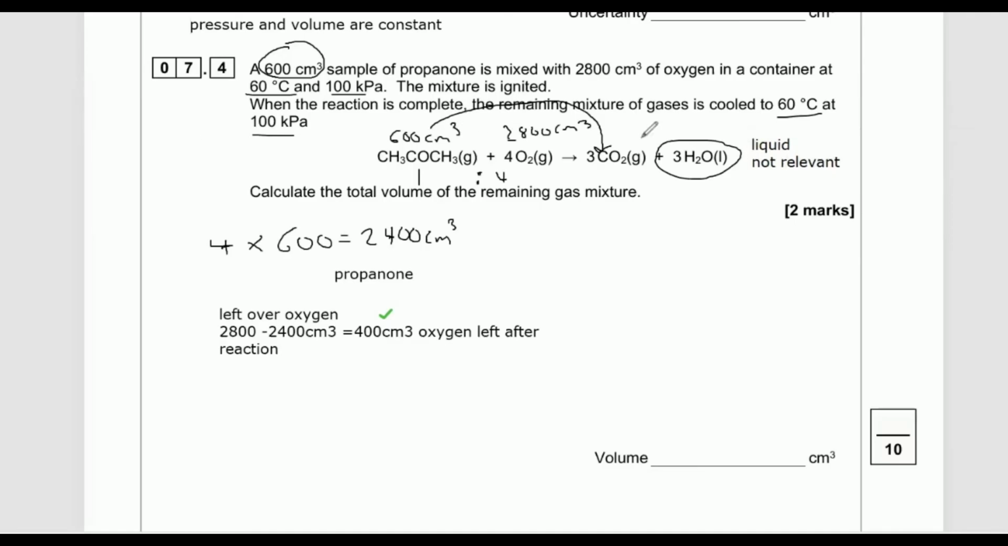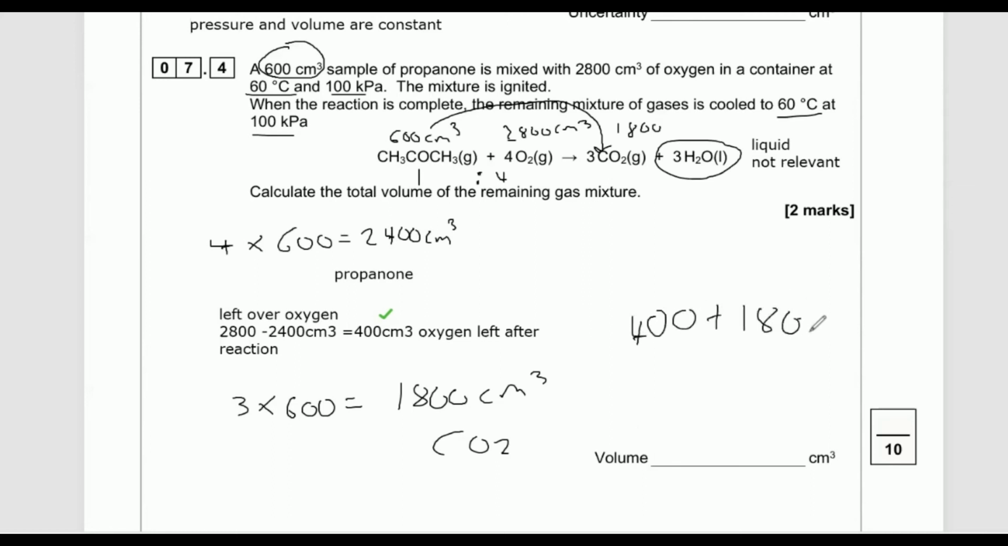It's not going to be part of the volume of the gases, but we do need to work out how much CO2 is produced. Now, because we've got 600 propanone and the ratio of propanone to CO2 is 1:3, we're going to times the propanone by 3 to get 1,800 centimeter cubed of carbon dioxide. Remember, the propanone is the limiting factor here, so that's the max CO2 we can make. We need to whack the leftover oxygen and the carbon dioxide together, 400 plus 1,800, and that means we've got 2,200 centimeter cubed in our mixture of gases left over.